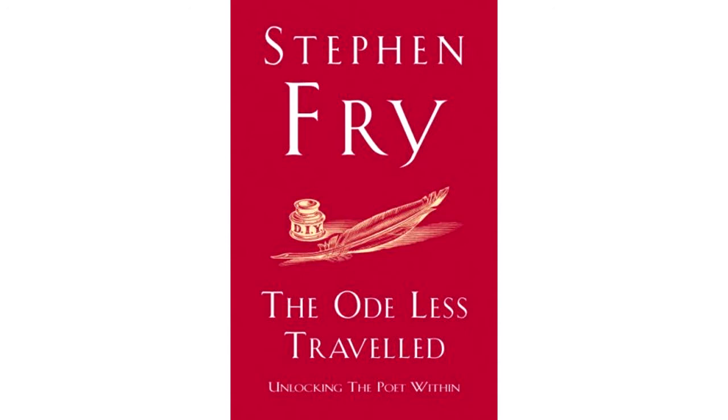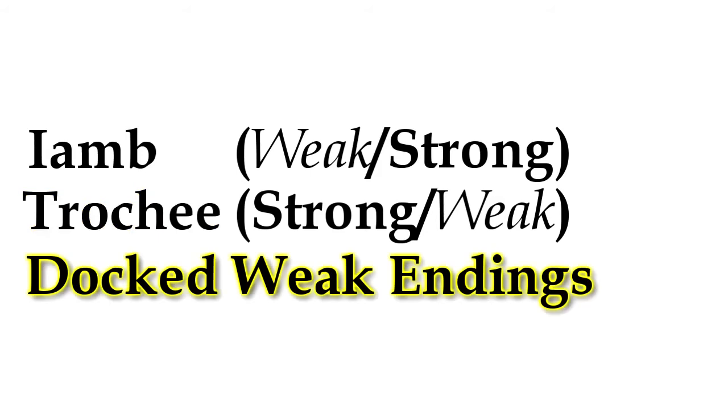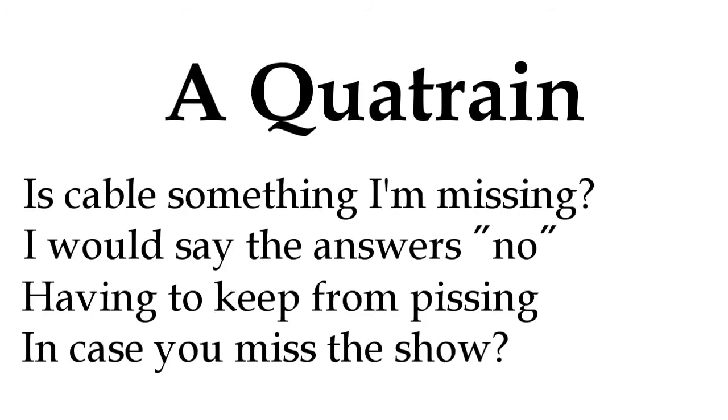So, moving on, other terms that will be useful for the coming exercise to go over are iamb, which is of course a pair of syllables, weak, strong; trochee, which is strong, weak. Then there are docked weak endings, which is basically when you have a weak ending line, but then, pow, you knock the weak ending off the end and change the amount of syllables. And finally, quatrains, which, simply enough, are bodies of poetry that are 4 lines in length.